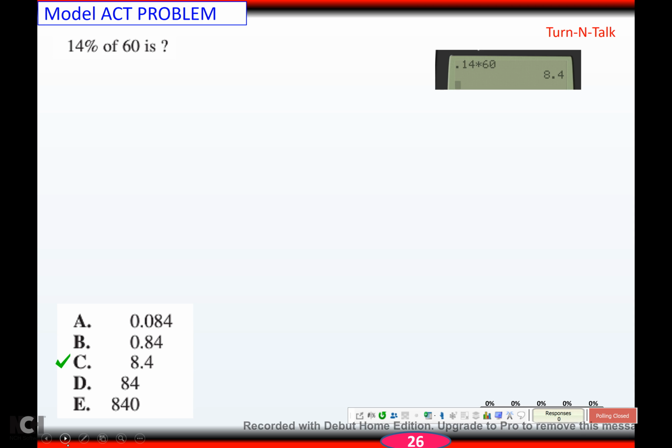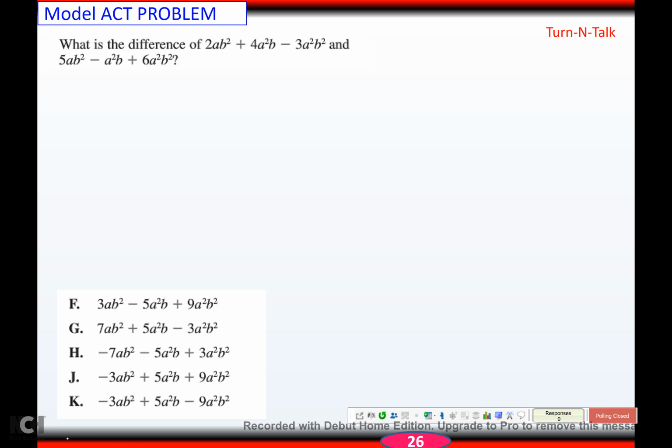On this one, you could totally set up is over of equals p over 100. But when it says 14% of 60, that word "of" means multiply. So 0.14 times 60, and you get 8.4. Try this one, hit pause, come back when you're ready. And hopefully you got K.